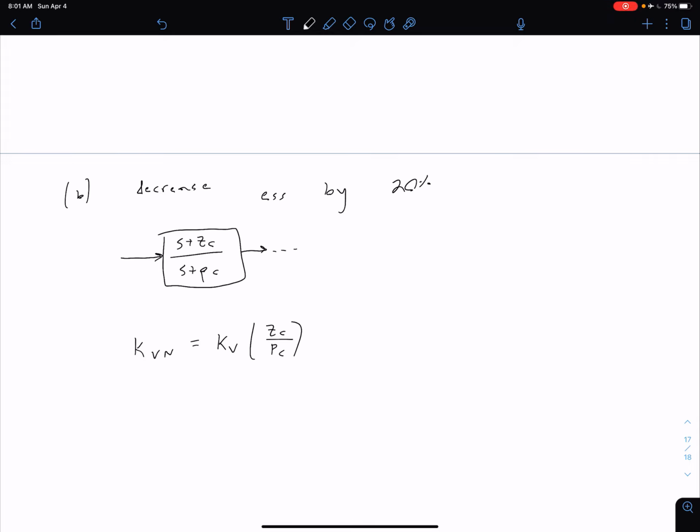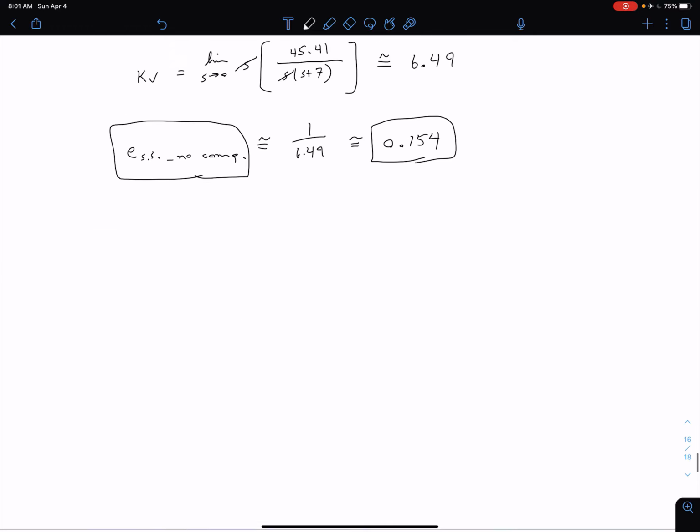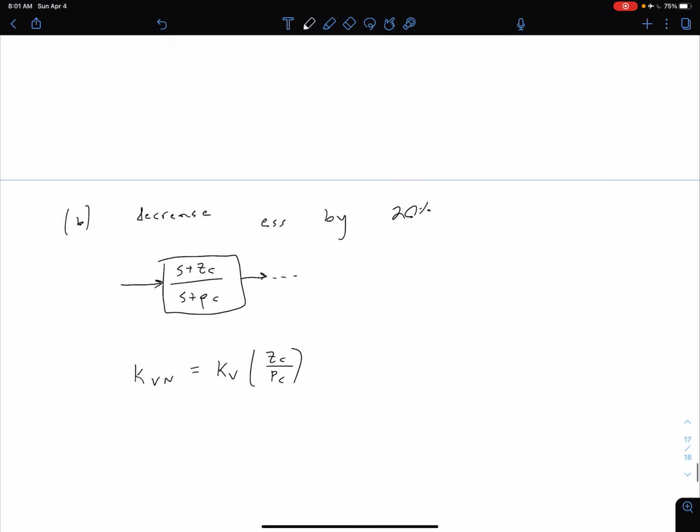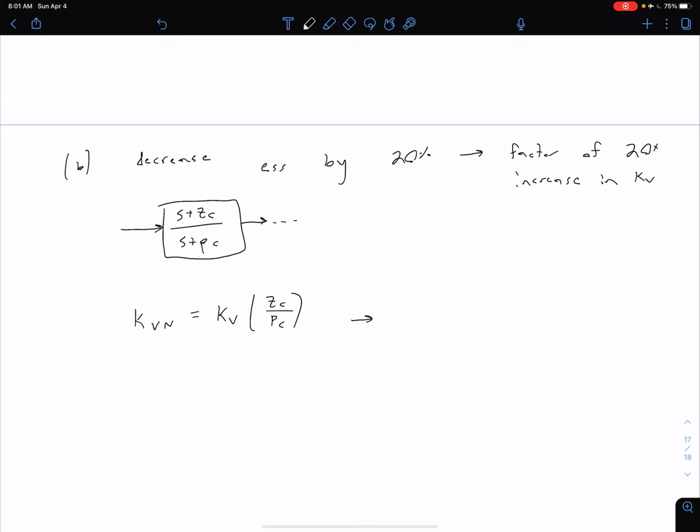Now, if we want a 20 times reduction in our steady state error, because our steady state error is just 1 divided by KV, as we wrote up here, we know that means a factor of 20 increase in our KVN. So let's say this is a factor of 20 times increase in our KV. That means that this ZC over PC factor needs to be 20.